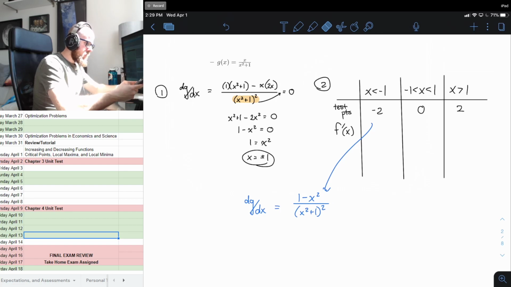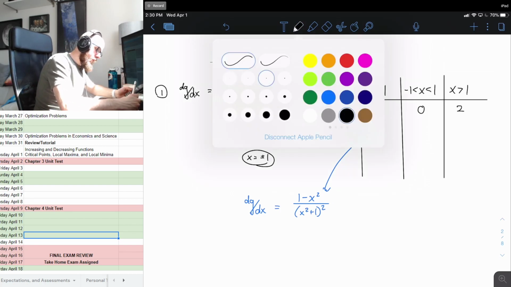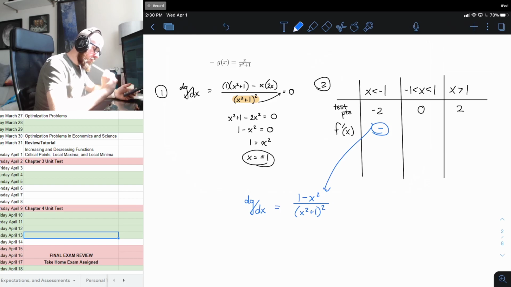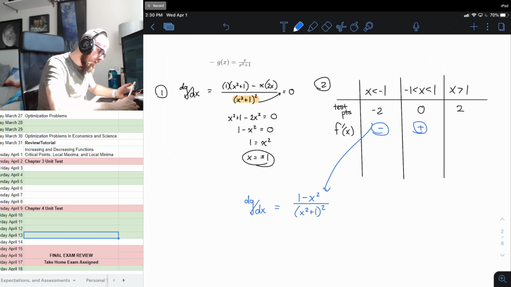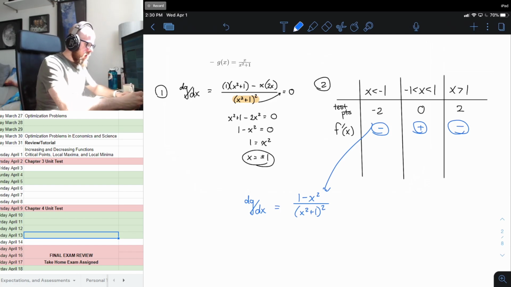So let's plug in -2. So when I plug in -2, I get a negative value. When I plug in 0, I'm going to get a positive value. And when I plug in +2, I'm going to get another negative value. Okay. And then I just conclude.